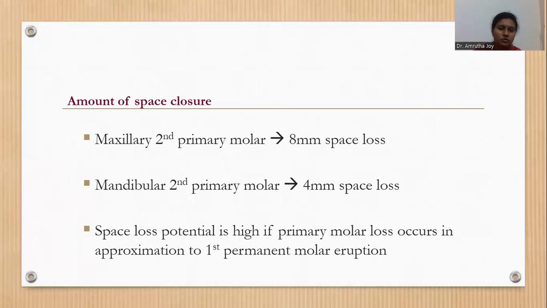The amount of space closure: in case of the maxillary second primary molar, more space is lost, approximately 8 mm, and in case of the mandibular second primary molar, 4 mm of space loss happens on average. Then the space loss is high, as we discussed earlier, if the loss of the primary molar happens during the eruption of the permanent molar.